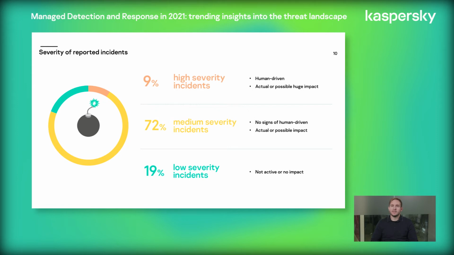If we don't see any signs of human-driven attack, but the impact is still possible, this is classed as a medium severity incident. And in cases where there's no impact, it's classed as a low severity incident. In practice, medium severity incidents are usually related to malware that was missed by an anti-malware engine, while low severity incidents are generally connected to PUPs or potential monitoring programs. The share of medium and low severity incidents was 72% and 19%.